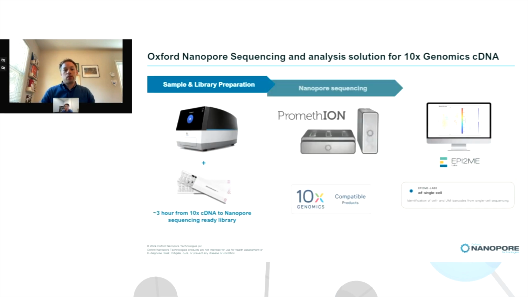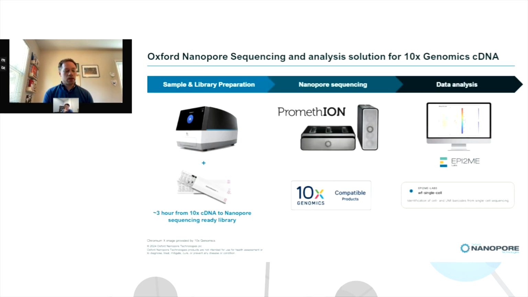Lastly, let me just give you a quick overview of the solution for sequencing on Nanopore from 10x Genomics cDNA. First of all, I want to highlight that the prep on the left there uses the standard 10x Genomics output, so you don't need to change anything in your 10x assay. You take the full-length cDNA, and you don't need to split this sample into multiple tubes. You use one set of tubes per 10x Genomics sample, and it actually only takes about 3 hours to go from 10x cDNA to a library that's ready for sequencing.